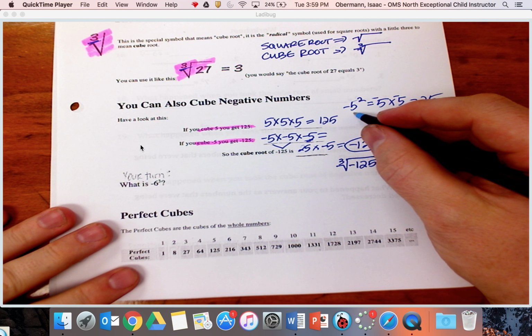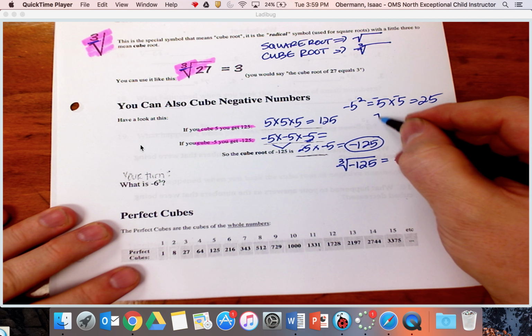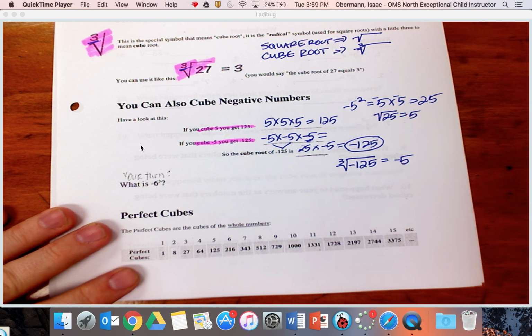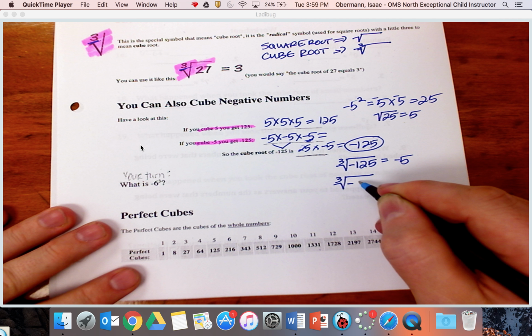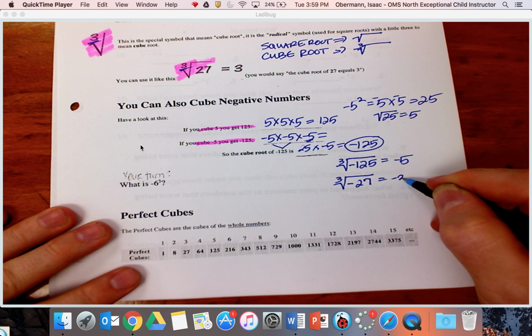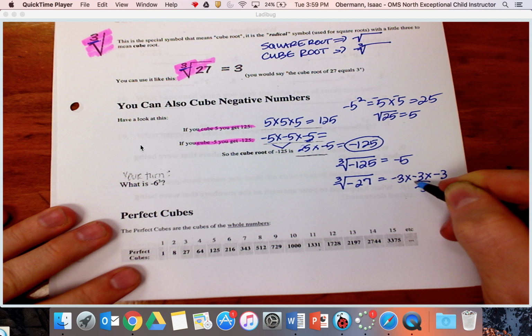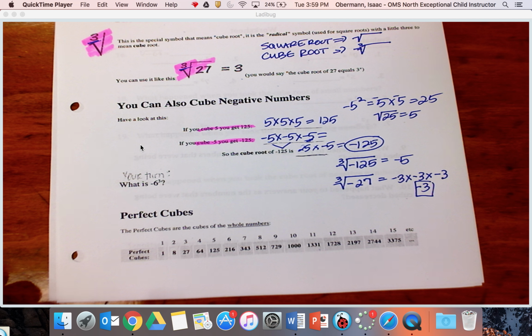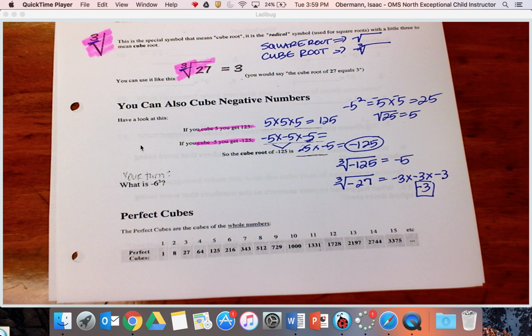Whereas with a square root, I see I did negative 5 squared. Negative times negative is a positive, and if I turn that around, I'm just going to end up with a positive again. But here you can get a negative. So if I took the cube root of, say, negative 27, what can I multiply 3 times? That's going to be negative 3 times negative 3 times negative 3. So my answer there is -3, because -3 times -3 times -3 gives me -27. So I can get negative answers in this case.